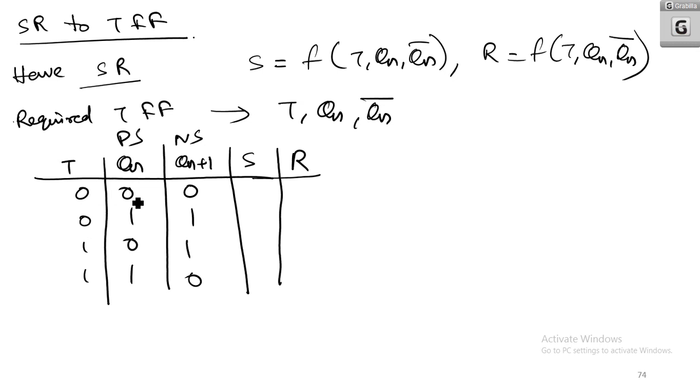So for S and R, 0 to 0 means S is 0, R is don't care. 1 to 1 means S is don't care, R is 0. 0 to 1 means it is set, so S and R are 1, 0. 1 to 0 means it is reset, that is 0 and 1.